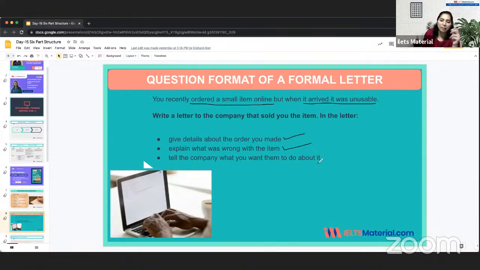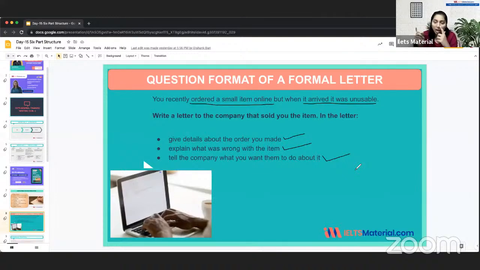And next, the fourth paragraph will be related to telling the company what you want them to do. So you will be explaining that either you want them to replace the item with another one, or if they can process the refund, that would be great. Any option is okay for you.